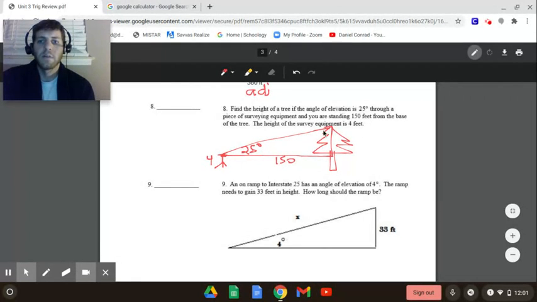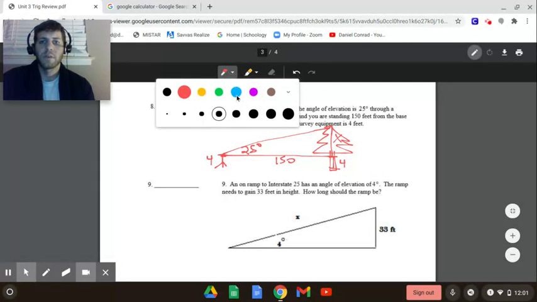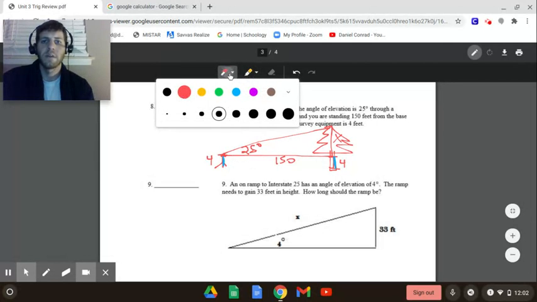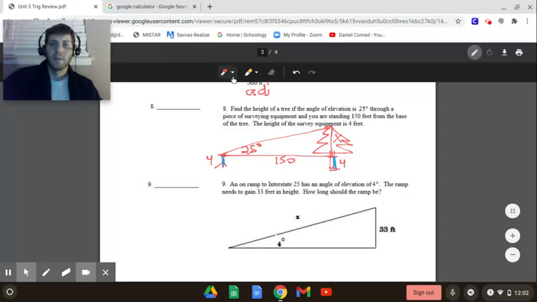We want to find the height of the tree, so we're going to need to find this height of our triangle. We'll call it x. Then we're going to have to add that 4 feet, and we know this little piece here is going to be 4. If we just focus in on our triangle here and label our sides, maybe I'll do this in a different color. Here's our right angle, so here's our hypotenuse. Now we look at our angle here.